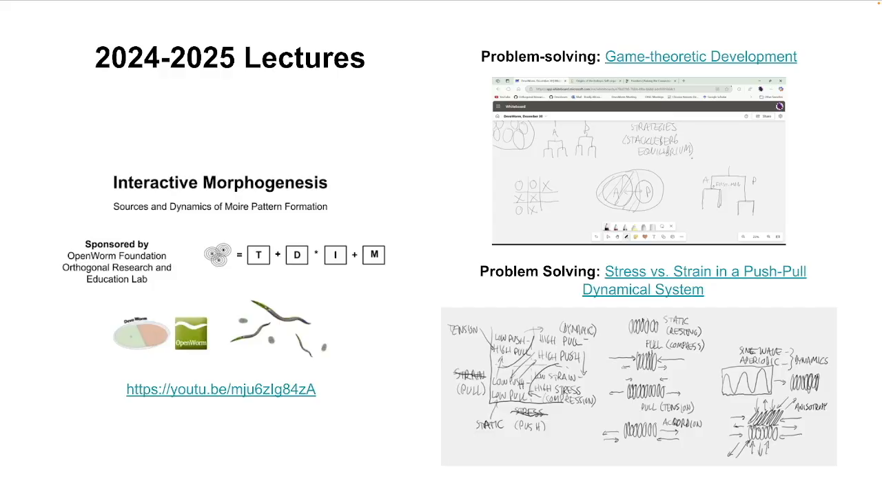Then on the left, I gave a talk, I think it was in April or May of 2025. This was on interactive morphogenesis. This was on a topic called Moiré pattern formation. Moiré patterns are where you have, say, a set of concentric circles that overlap. And you can get sets of concentric circles that overlap.